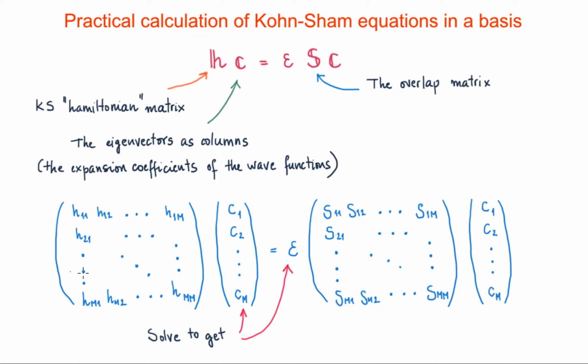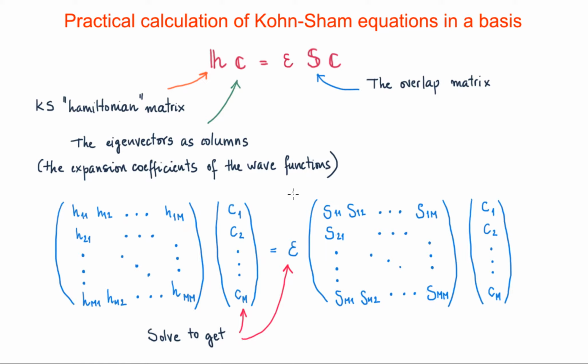Then these C are the eigenvectors written as a column. These are basically the expansion coefficients of the wave functions, the Kohn-Sham orbitals, so it's written as a column here, equal to epsilon, which is the eigenvalue. And the overlap matrix S we have again is an M times M matrix.